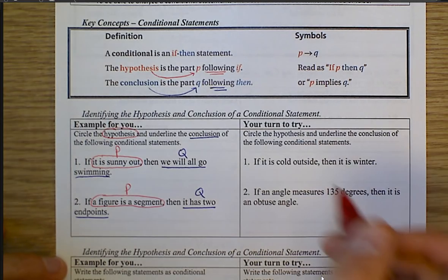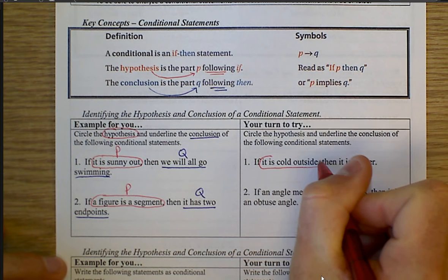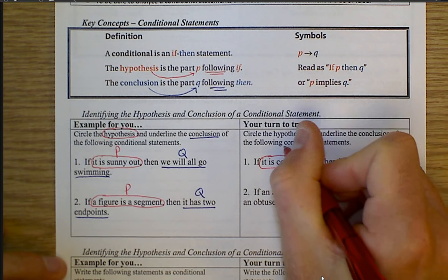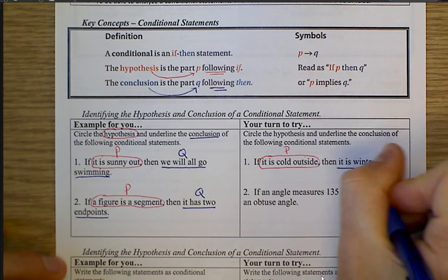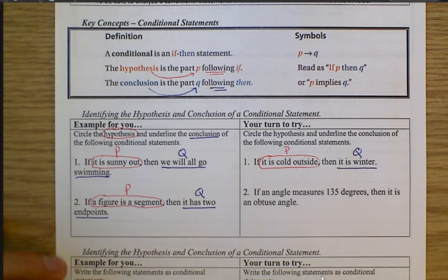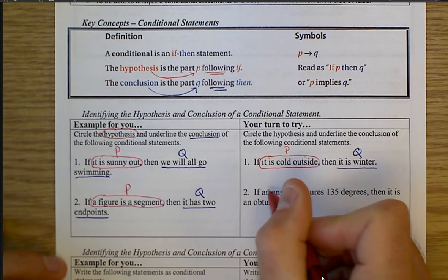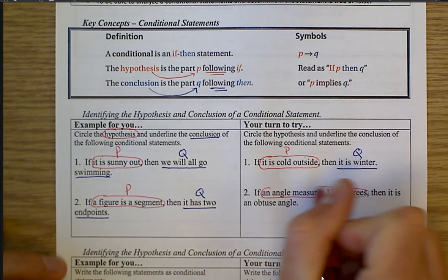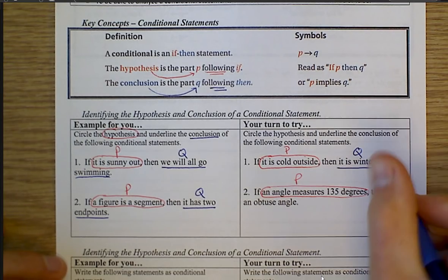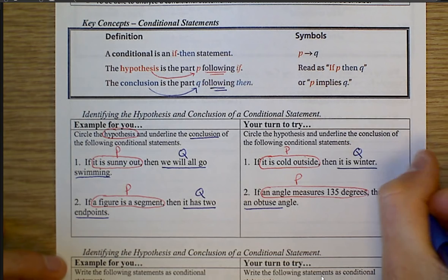If it's cold outside, so it is cold outside. Do not circle if. That's your P. Then it is winter. Underline it is winter. That's your Q. If an angle measures 135 degrees, so all of that is your P. Then it is obtuse. That is your Q. Okay?